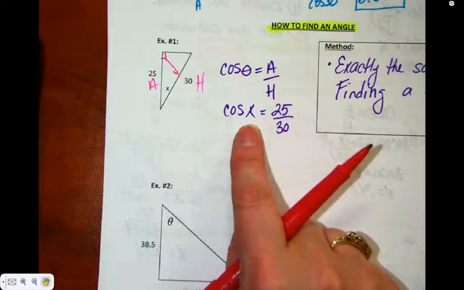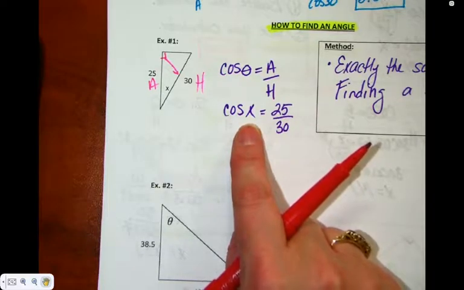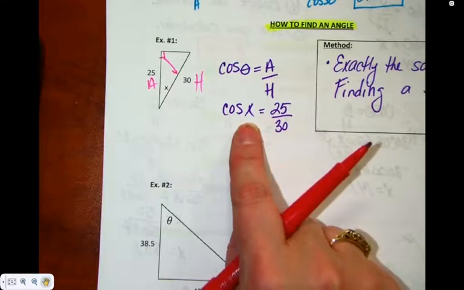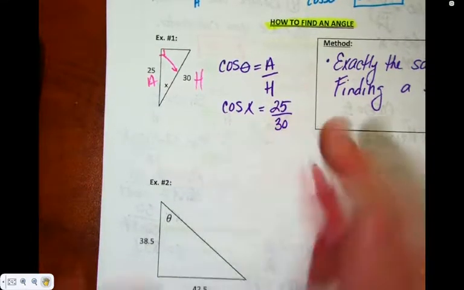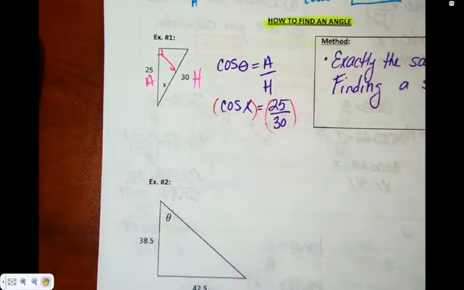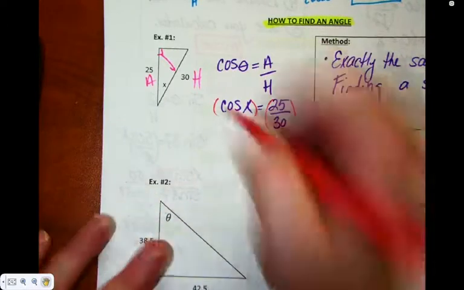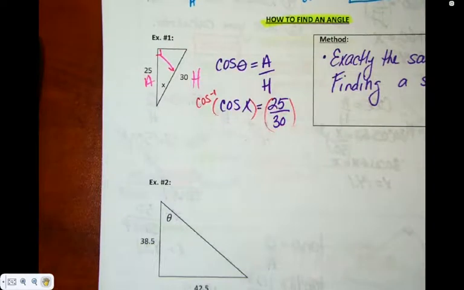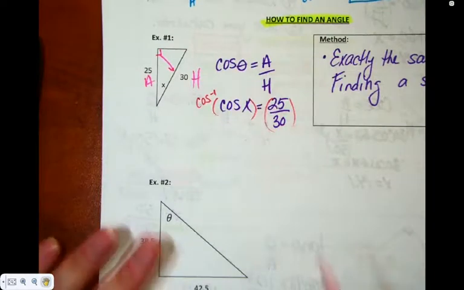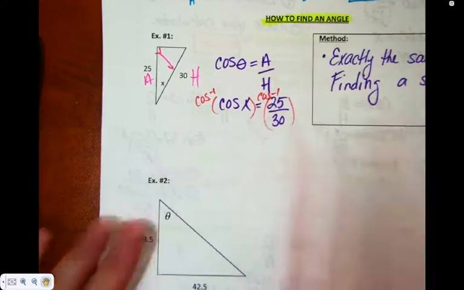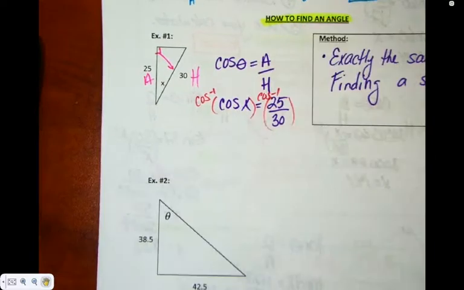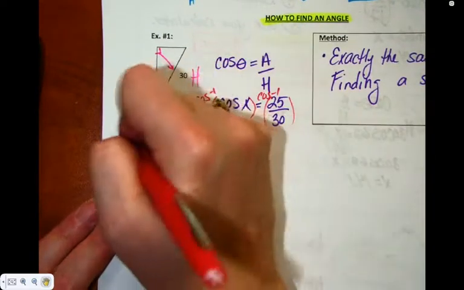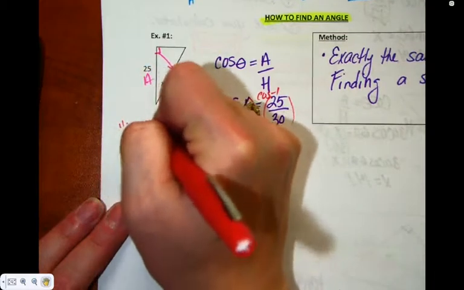What's the opposite of cos? It's called inverse cos. So what I'm going to do is what we call take the inverse cos of each side. Watch the notation for inverse cos. It's cos with a little tiny -1. So we're just going to make a note. We call that inverse cos.